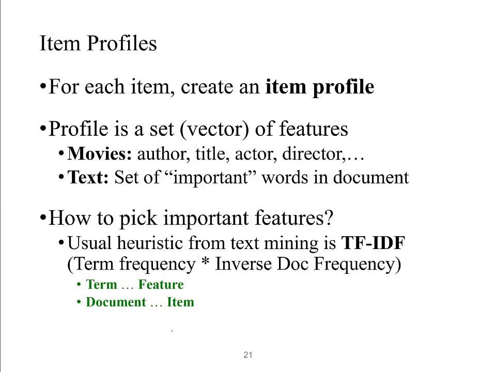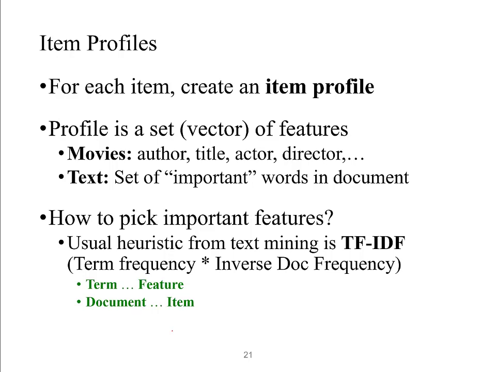There are two types of profiles that we are going to consider in content-based recommender systems. One is the item profile and one is the user profile. For item profiles, for each item, we create an item profile. The profile is a set of features, and this set of features will eventually be converted into a feature vector. For example, for movies, we can use the author, title, actor, director as its features.